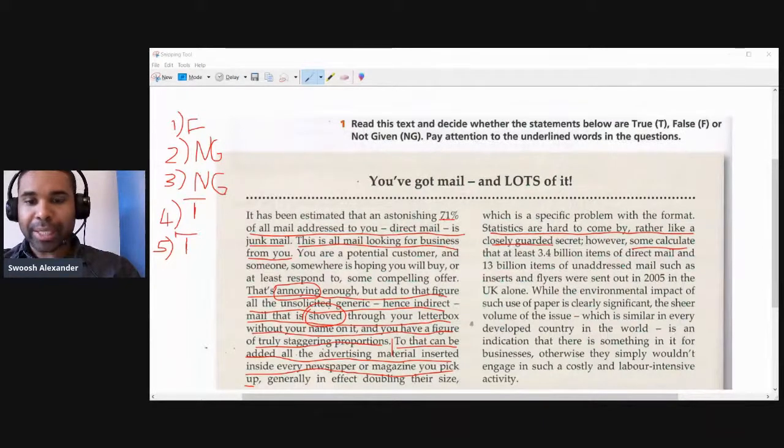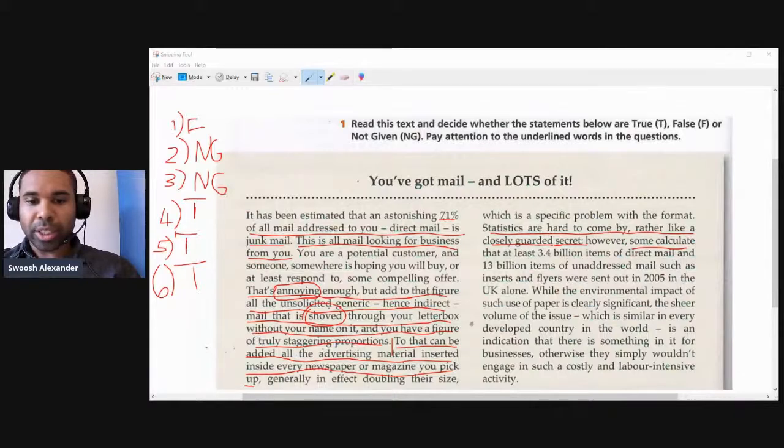Okay, so the answer for that is true, because we have the estimate, but we can't say that these figures are true. Statistics are hard to come by. A closely guarded secret is what it says here. Okay, so final two questions. And let's have a look at what we've got. So every year, people in the UK receive about 13 billion items of indirect mail.